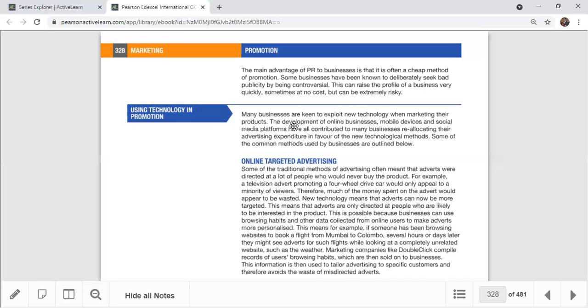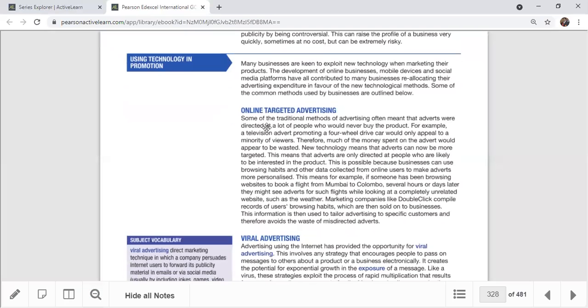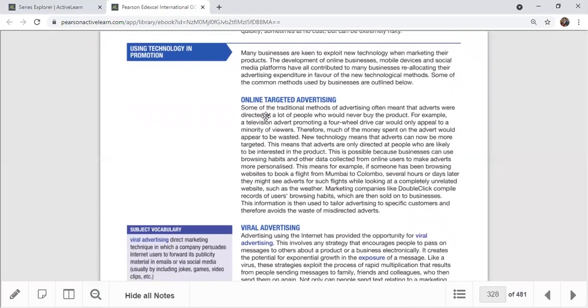That will happen. Okay. Now we are moving on to the new part of the lesson, technology, how we use technology in promotion. Especially we are talking about online advertising and viral advertising, two very important concepts. So many businesses are keen to exploit new technology when marketing their products. The development of online business, mobile devices, and social media platforms have all contributed to many businesses reallocating their advertising expenditure in favor of the new technological methods.